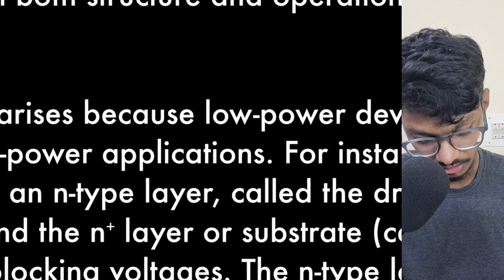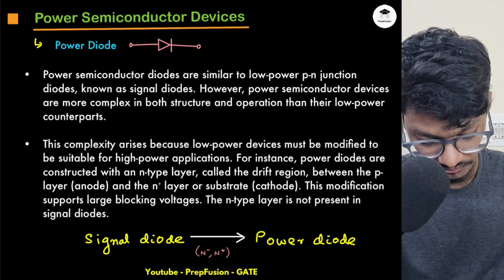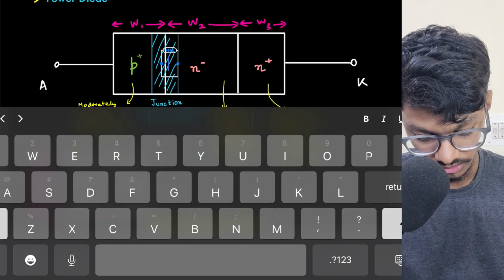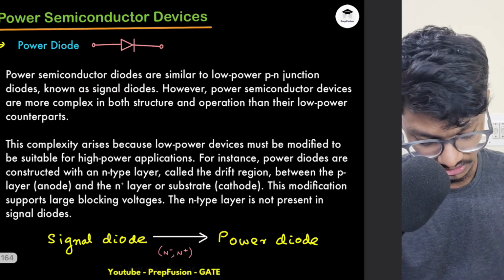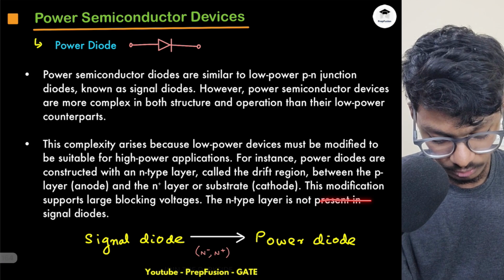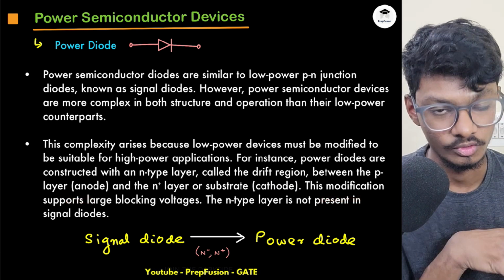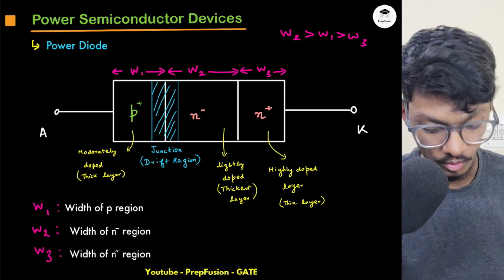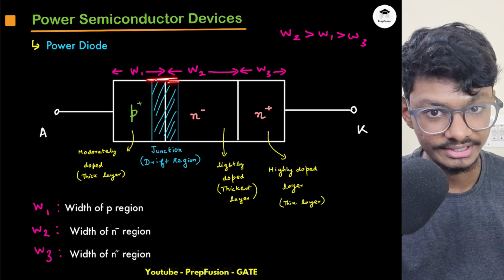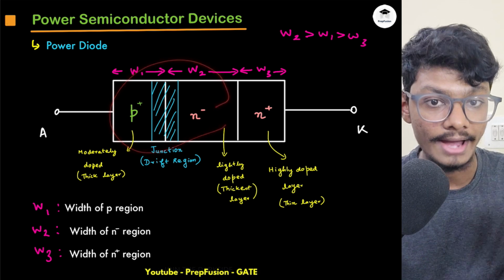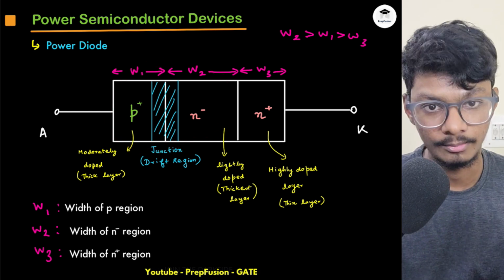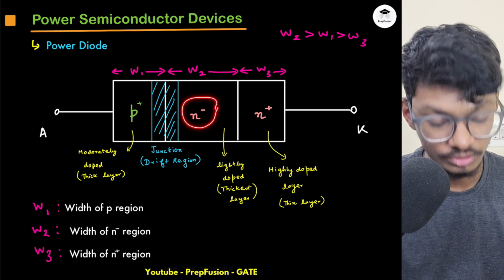In the diagram, it is shown. Obviously, we'll go through this. Let's first study this. Read this. This modification supports large blocking voltages. So due to this N minus, the depletion width now will increase. The width will increase. Hence, it can support higher reverse voltages. It can block a higher amount of voltage. So obviously, that's why we put this N minus layer.